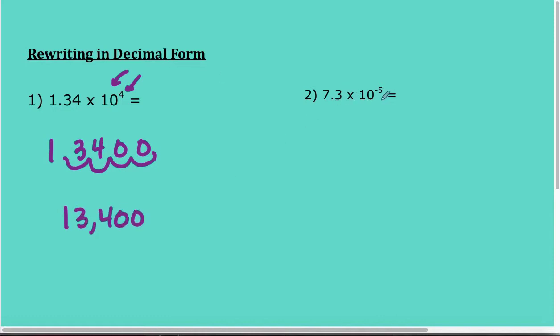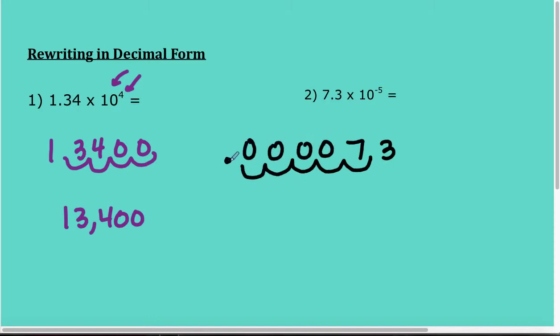Okay, 7.3 times 10 to the negative 5. When the exponent's negative, instead of moving to the right to make it bigger, you're going to move to the left to make it smaller, 5 places. So 7.3, I'm going to move it 1, 2, 3, 4, and 5. I'm going to replace those 4 spots with zeros, and so my answer is 0.000073. So that's how you go from scientific notation into a decimal.